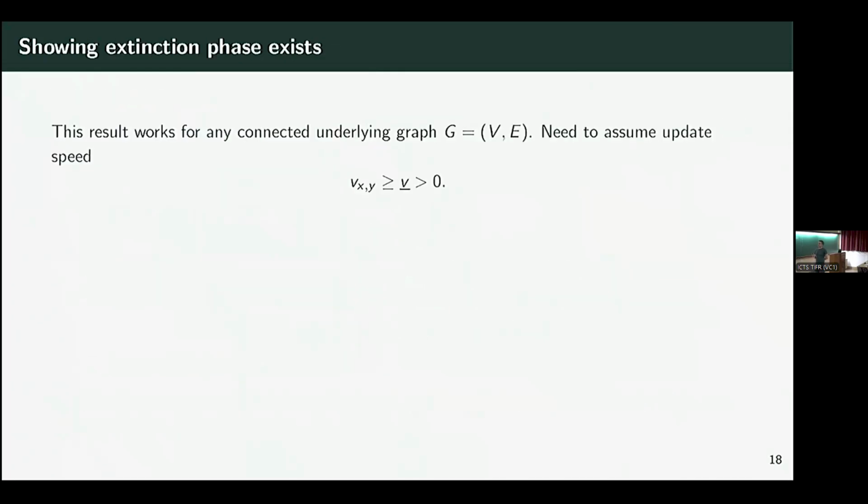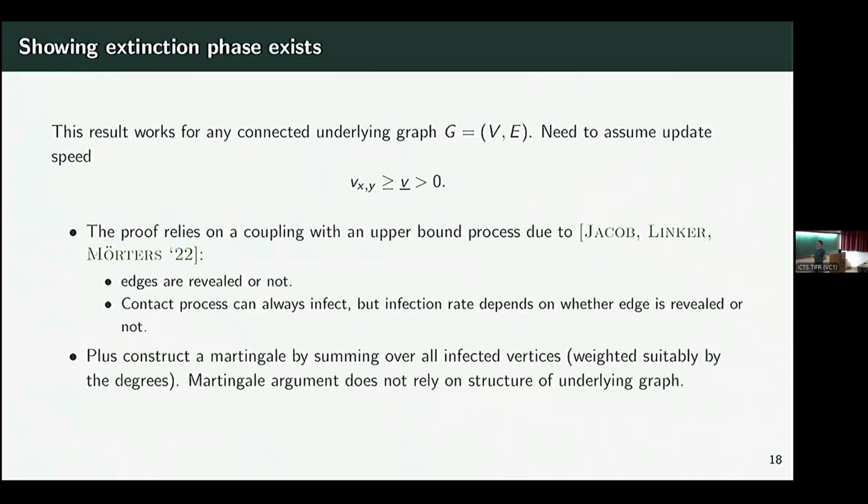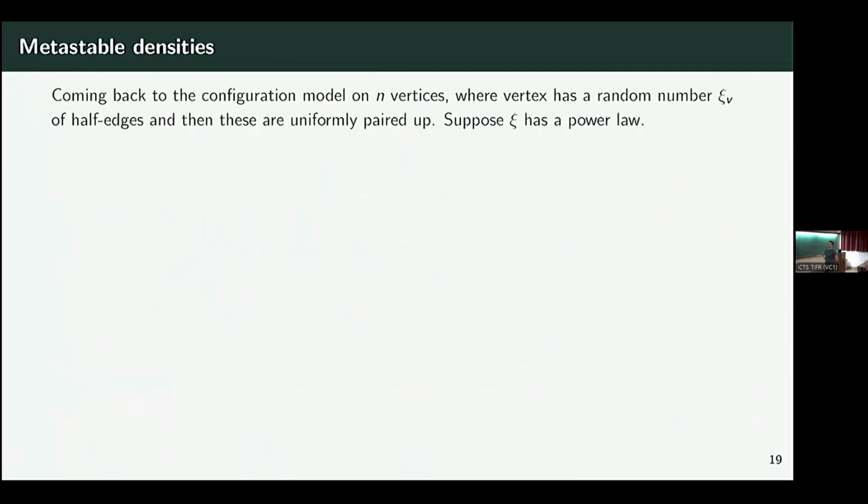So I'm going to skip this. The upper bound is much more deterministic. It uses a martingale argument. It doesn't really rely so much on the overall structure, which is good, but also bad because it's not quite good enough in all the cases that we wanted to cover.